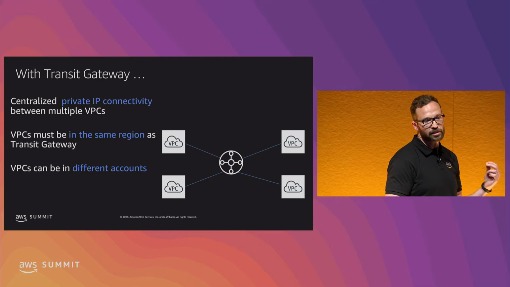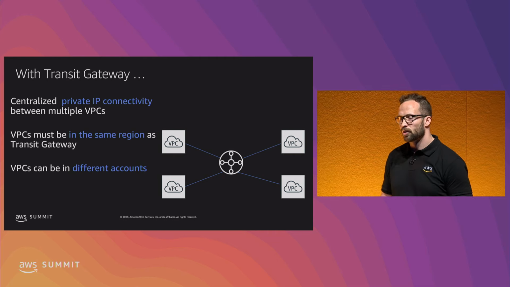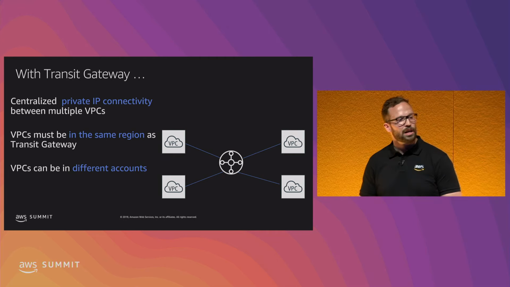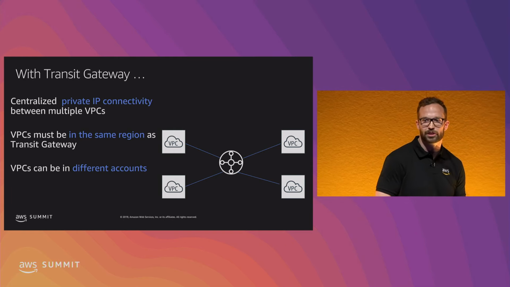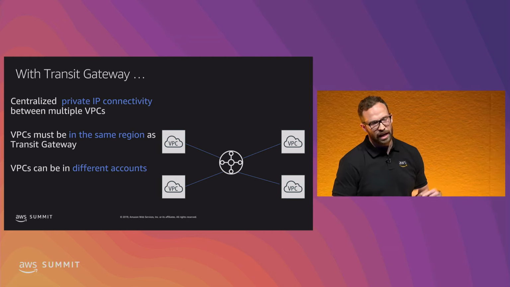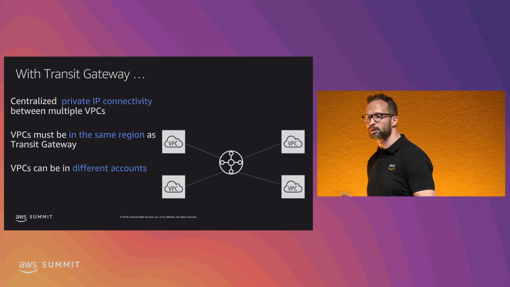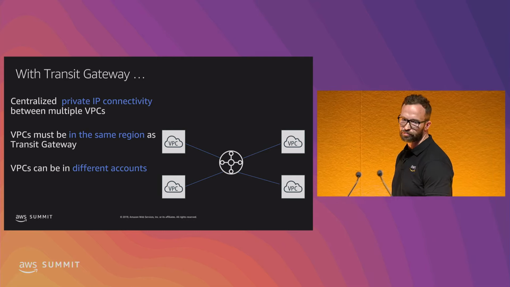So communication, similar to peering, is happening completely privately. Your Transit Gateway and your VPCs can be in different AWS accounts. However, the Transit Gateway and the VPCs have to be in the same region. We announced at the end of last year that we are planning, for this year, to make connectivity between transit gateways in different regions available, but that's coming.